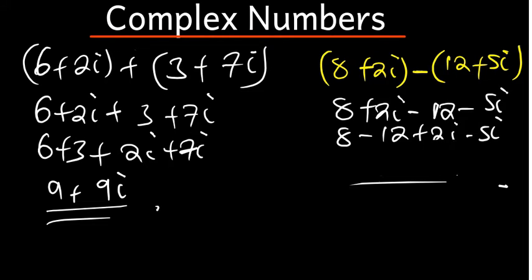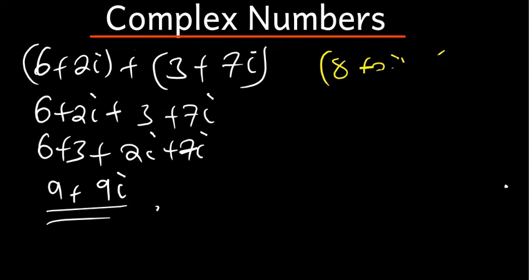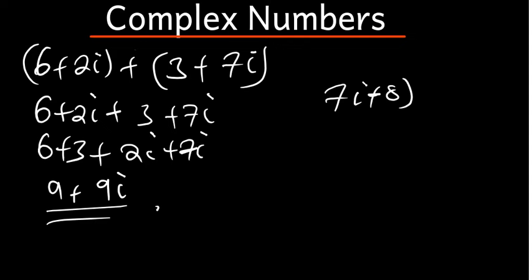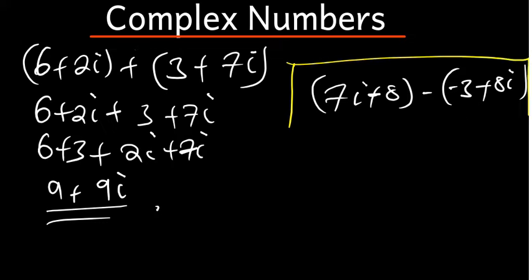Okay, so I'll give you one question. You have to submit this one after the class. So I'm going to give you 7i plus 8, and then I put negative 3 plus 8i. So give me the answer in the group after the class. This one. So we go on to how we multiply the complex numbers.